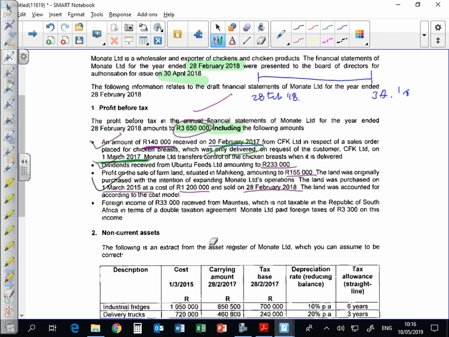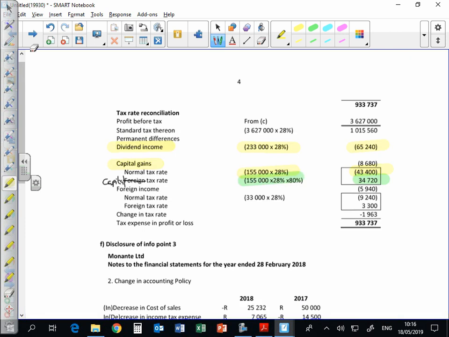Right. Foreign income of 33,000 was received from Mauritius. This is not taxable in the Republic of South Africa in terms of a double taxation agreement, and we paid foreign tax of 3,300. Again, this will affect our tax calculation and our tax rate recon. Right, so let's have a look then at the solution over here.